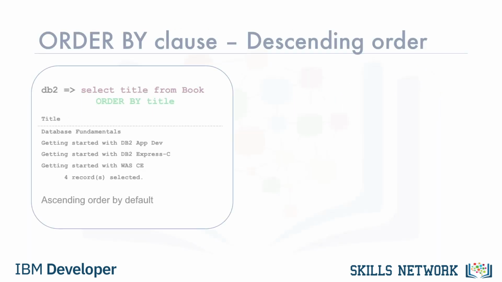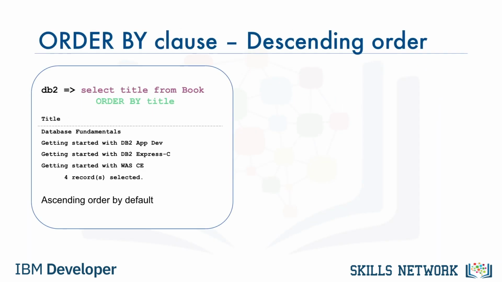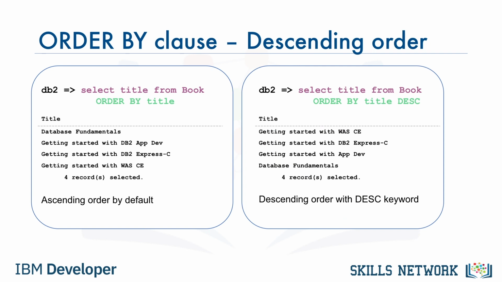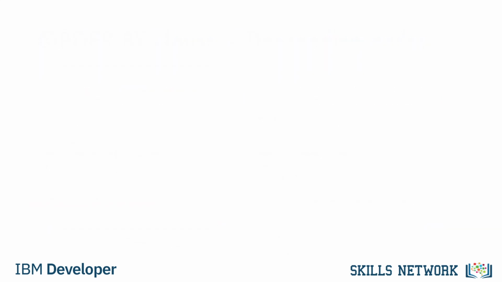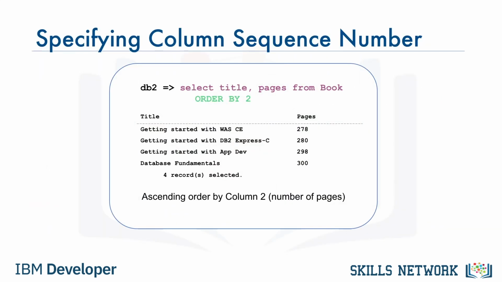To sort in descending order, use the keyword desc. The result set is now sorted according to the column specified, which is title, and is sorted in descending order. Notice the order of the first 3 rows. The first 3 words of the title are the same, so the sorting starts from the point where the characters differ.